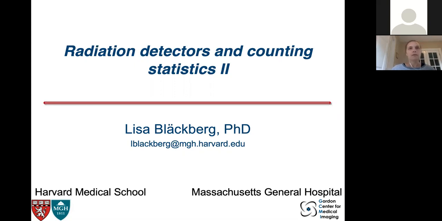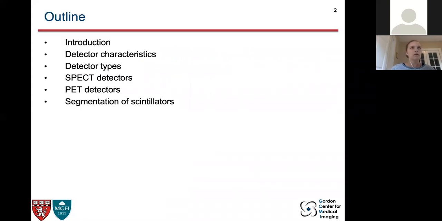So I will just give you an outline of what we will cover today. I'm going to build upon what we talked about on Tuesday and go into more details regarding detectors for nuclear imaging and also detector characteristics that are important for nuclear imaging. And really characteristics that are applicable to any radiation detection system.